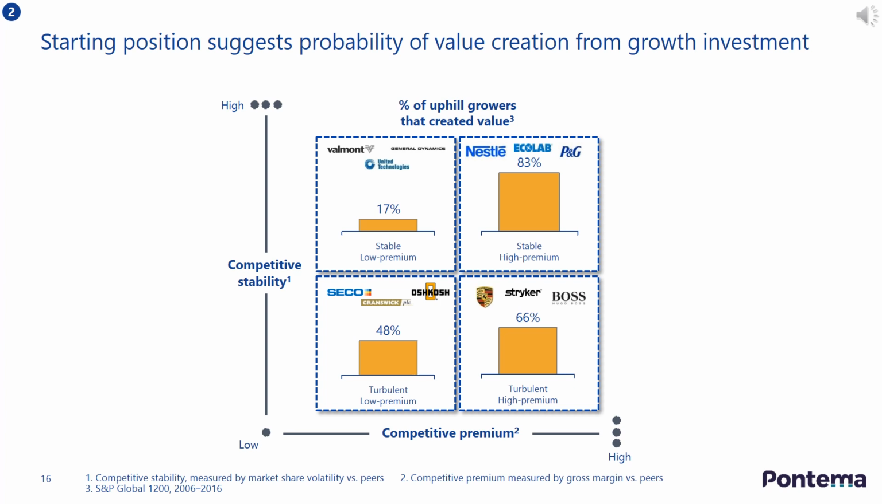At the bottom of the chart, where the game is turbulent, competitive premium matters less. The odds of valuable growth approach 50-50 in both quadrants. This is intuitive. Turbulence implies that advantage today may not be an advantage tomorrow. The churn in a turbulent sector offers growth opportunities to winners and losers alike. But whatever the starting position in the quadrant, it is possible to create strategies that generate value-creating growth.